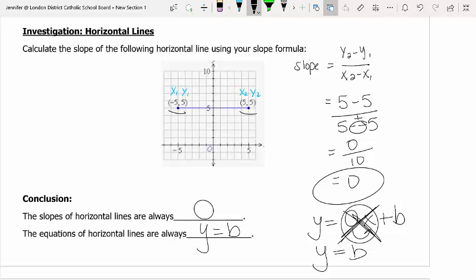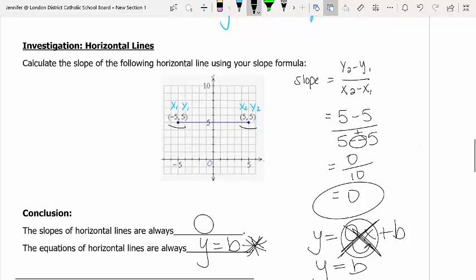Now that's reaching ahead a little bit, so if you understood that this time around, amazing. If you didn't understand that quite so much, don't worry, we're going to talk about that last part again in the next unit. So for right now, just know that horizontal lines have a slope of 0 always.